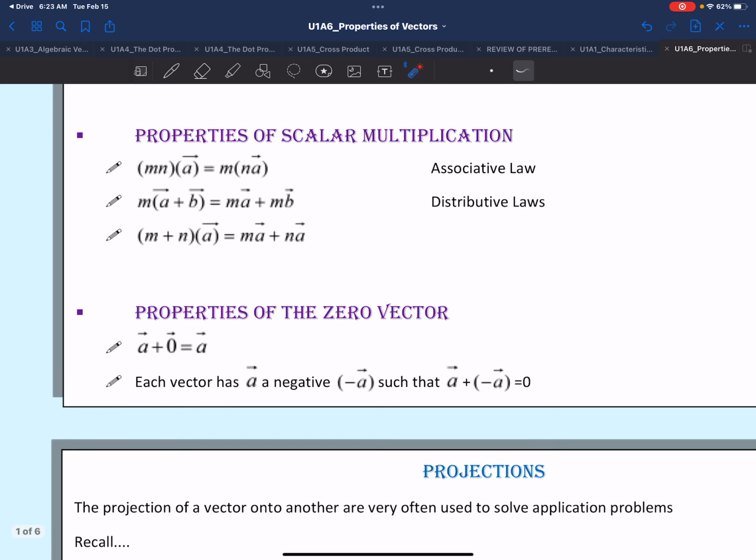Properties of scalar multiplication. So if M and N are two scalars, then M times N times vector A would equal M times the vector NA. If a scalar M multiplies the sum of two vectors, it will produce the same resultant as scalar M times A plus scalar M times B. And M plus N, the two scalars, multiplied by vector A, give MA plus NA.